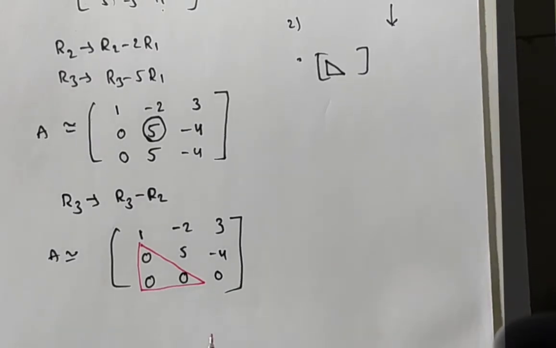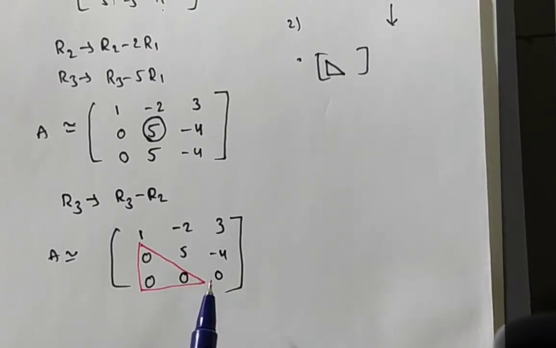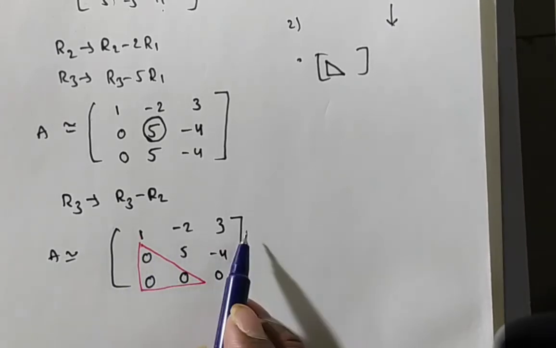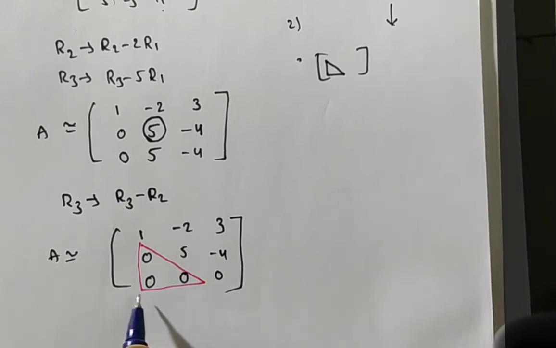Now we have to find the rank. Does it satisfy the two conditions of echelon form or not? Now we are verifying. You see this is a non-zero row, this is a non-zero row, but this is a zero row.